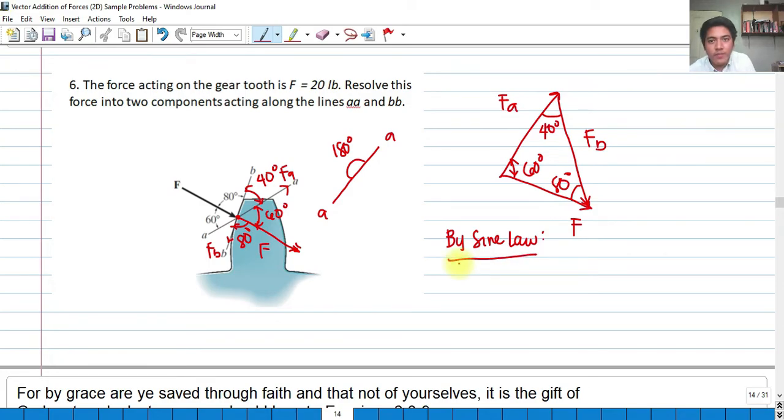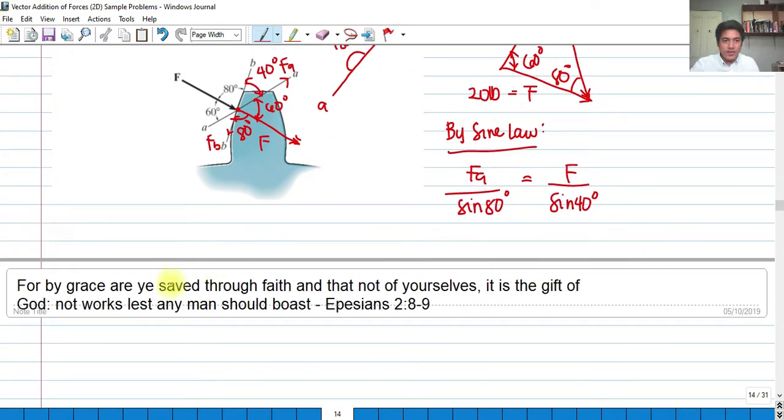by sine law, if I am going to find F sub A and F sub B here, because that's what we want, I can use FA over the angle opposite to this, which is 80, sine 80 degrees, is equal now to F. This is my F. Let me just rewrite this. This is our F, our given 20 pounds. That is our F. So F over the angle opposite to this, sine 40 degrees. Now, tell me, can I get FA? Yes.